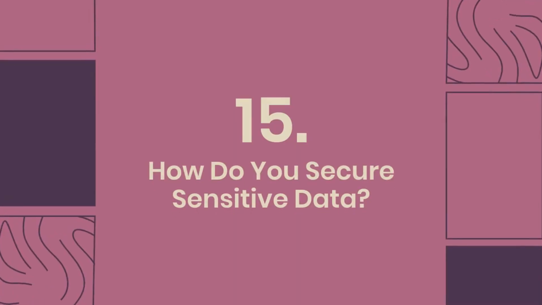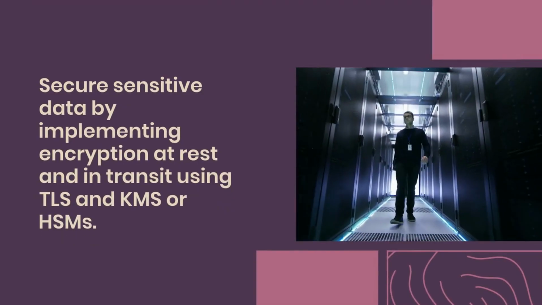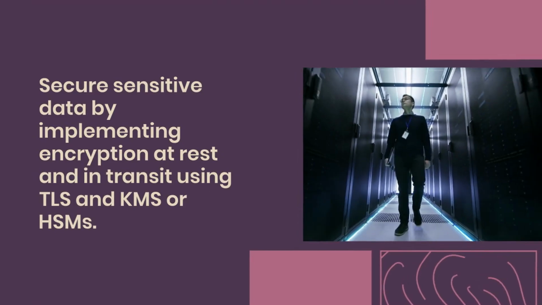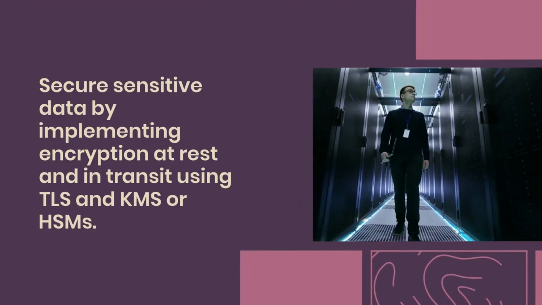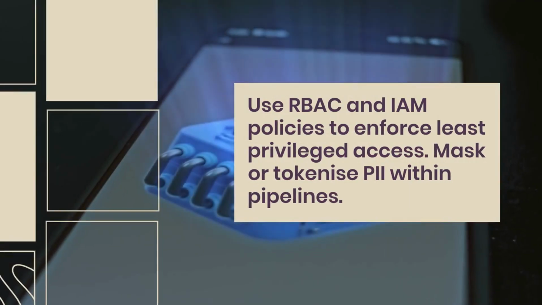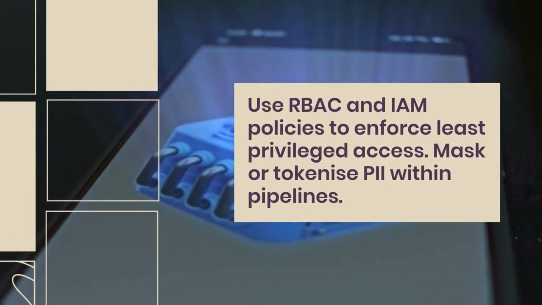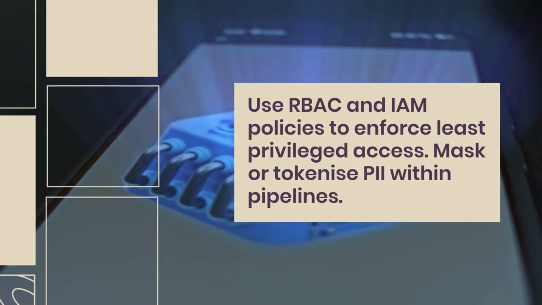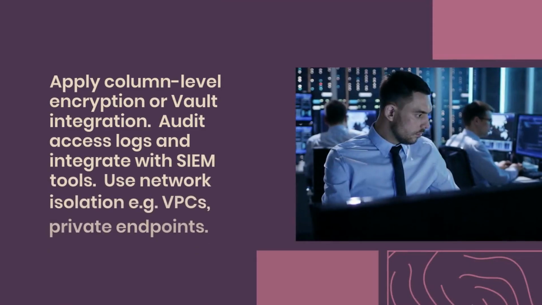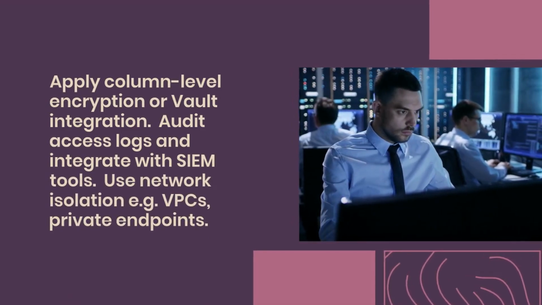15. How do you secure sensitive data? Secure sensitive data by implementing encryption at rest and in transit using TLS and KMS or HSMs. Use RBAC and IAM policies to enforce least privileged access. Mask or tokenize PII within pipelines. Apply column-level encryption or vault integration.